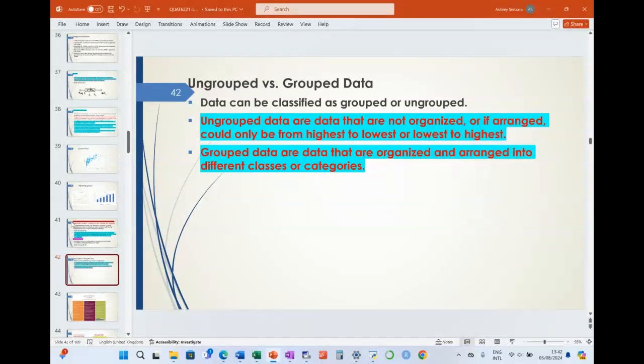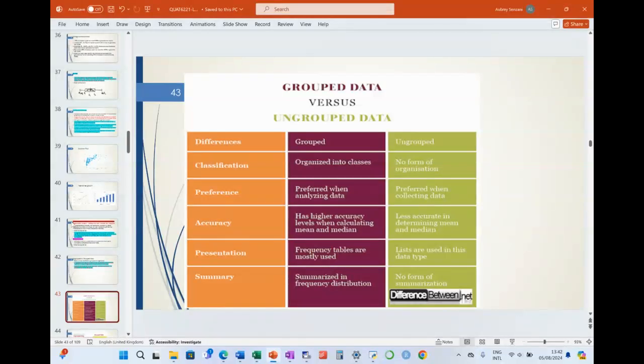If we were just to say we have a 24-year-old, we have a 32-year-old, we have a 64-year-old, we have a 55-year-old, can you see how that information is just all over the show? But the moment we start to put these together, we're grouping the data and adding some organization to it. So here are some characteristics of the two types of data.